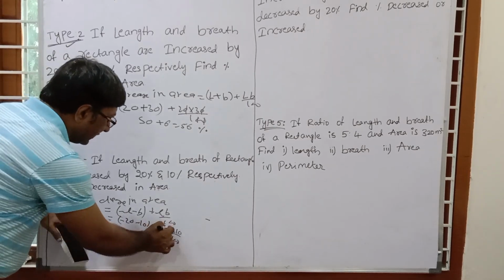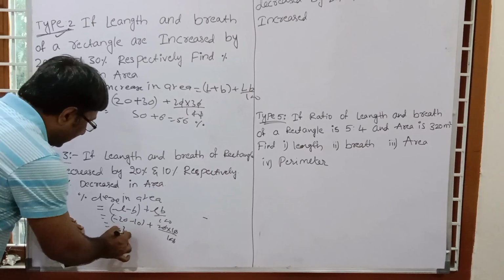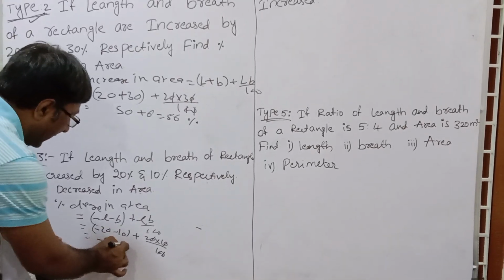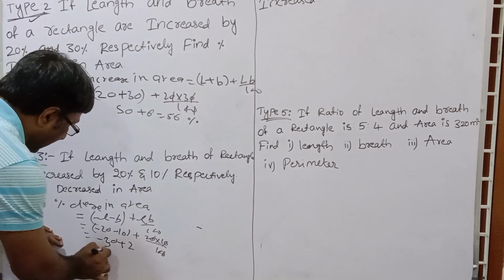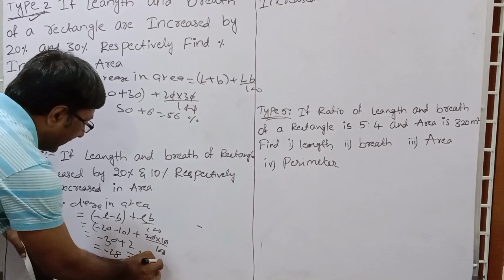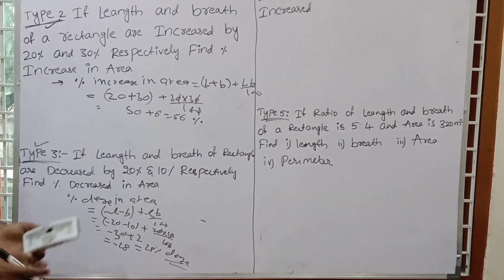So this cancels out. So your answer is: minus 20 minus 10 is minus 30, and plus this is 2. So our right answer is minus 28. Minus 28, so 28% is the decrease. So the minus sign shows that it is a decrease.